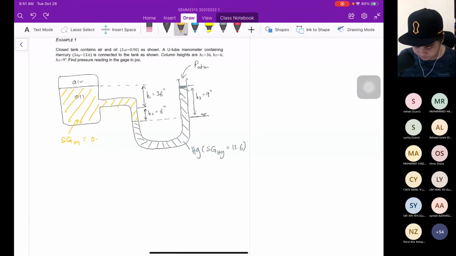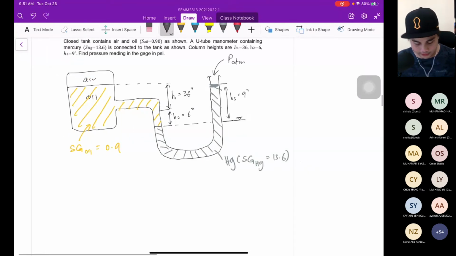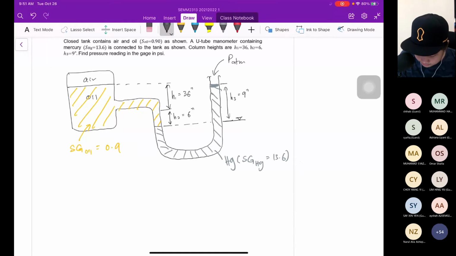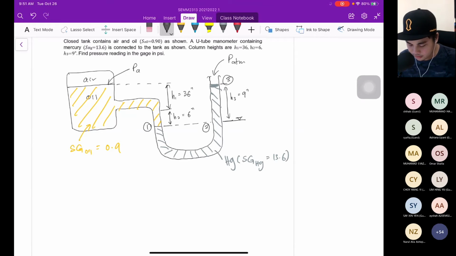So the first step, let's say this is P of X. This is point 1, this is point 2, and this is point 3. So from A, go to point 1. That means P1 minus PA equals negative rho of oil, because we are dealing with oil, rho of oil.